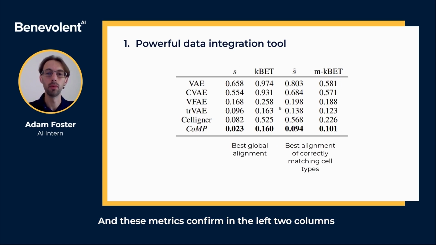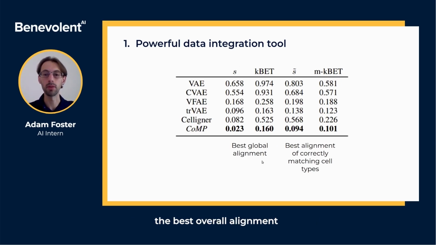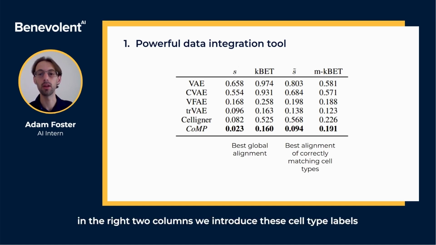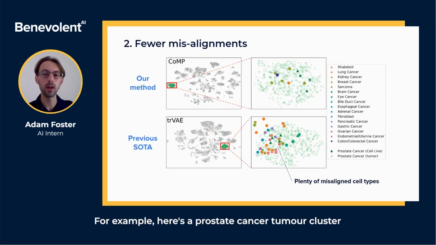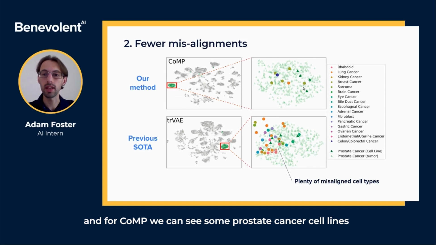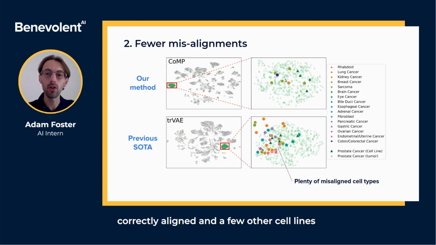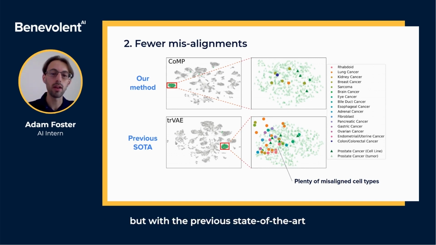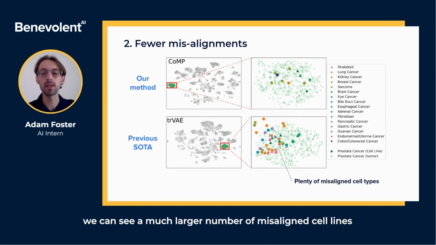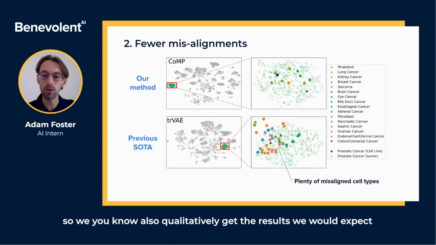And these metrics confirm in the left 2 columns the best overall alignment. And in the right 2 columns, we introduce these cell type labels. They're not used during training. And we show that comp is best at matching the correct cell types in the 2 conditions together. For example, here's a prostate cancer tumor cluster. And for comp, we can see some prostate cancer cell lines correctly aligned, and a few other cell lines have been misaligned and placed in this cluster. But with the previous state of the art, we can see a much larger number of misaligned cell lines. So we also qualitatively get the results we would expect.